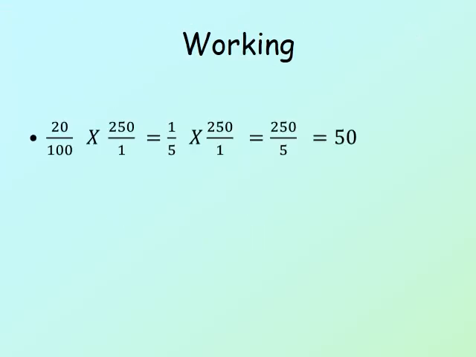Okay, on this slide, I've shown the workings in a different way. Firstly we have the fraction 20 over 100 multiplied by the whole amount, which was 250 over 1. I've cancelled down the first fraction 20 over 100 to 1 over 5 and multiplied that by 250. So the top line becomes a multiplication of 1 times 250 divided by 5, which of course is 50.